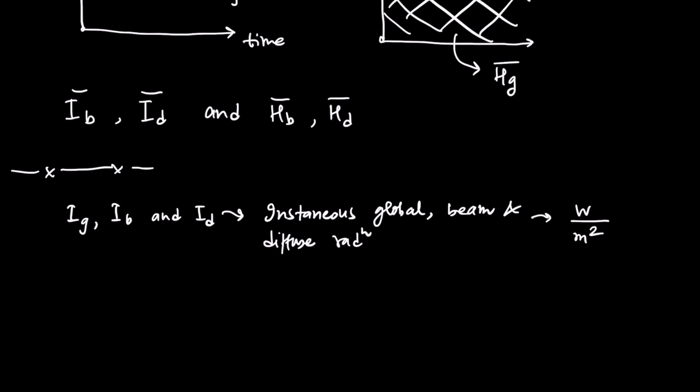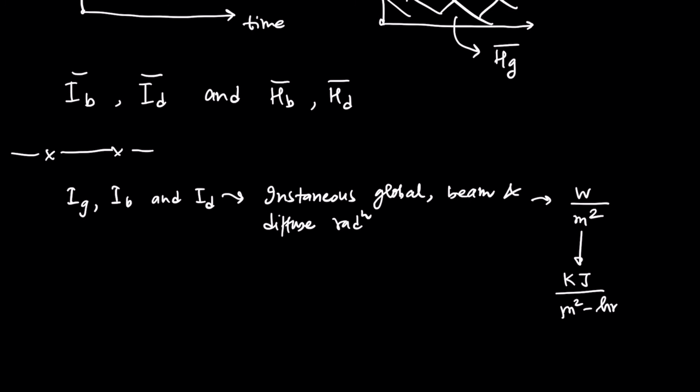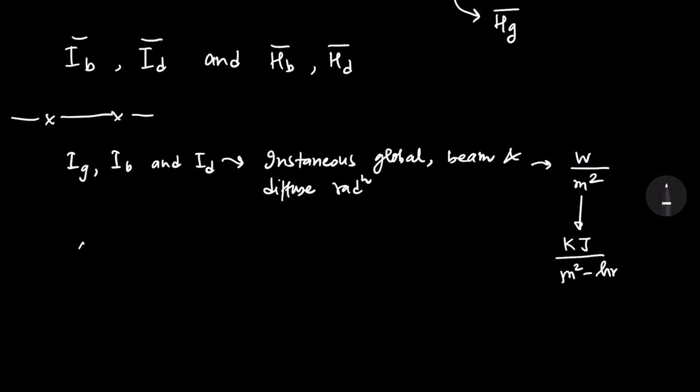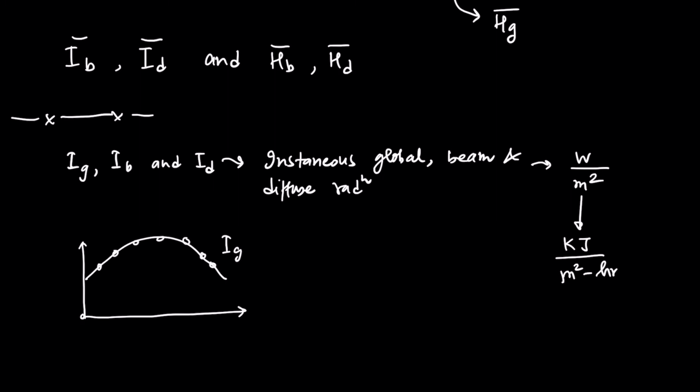Okay, now for a change in a second, the value of these three does not change significantly, so that's why we consider it on hourly basis. Okay, so this unit changes to kilojoule per meter square hour. Okay, why do we consider it on hourly basis? Because for 1 second, the change in these three values is not significant, but on an hourly basis, there is a visible change in these values. That means every point on this graph represents Ig on hourly basis.